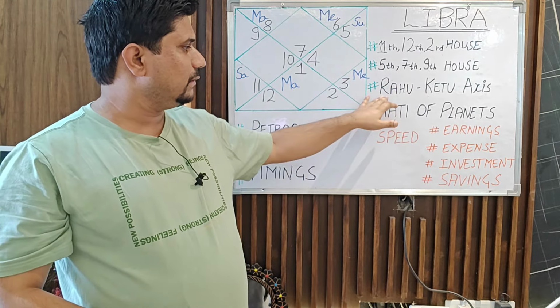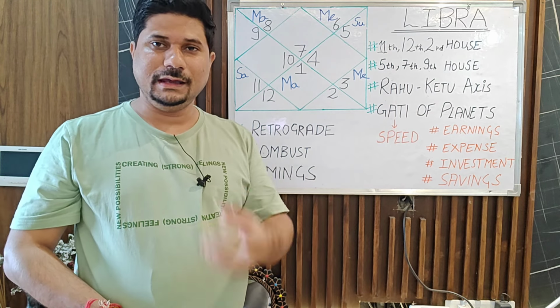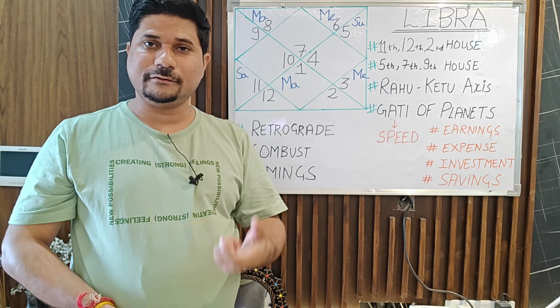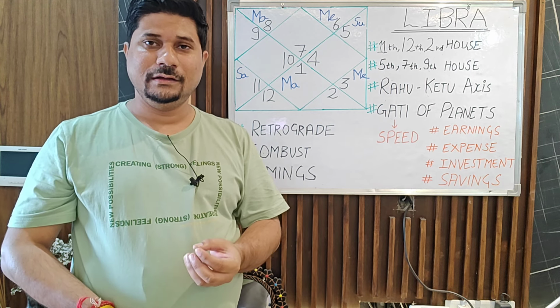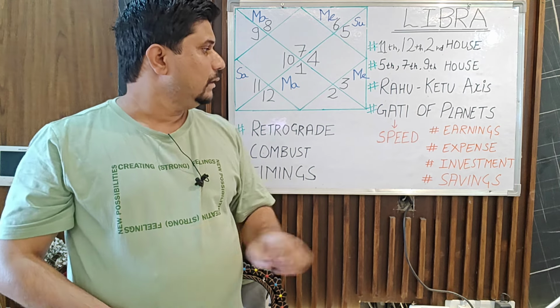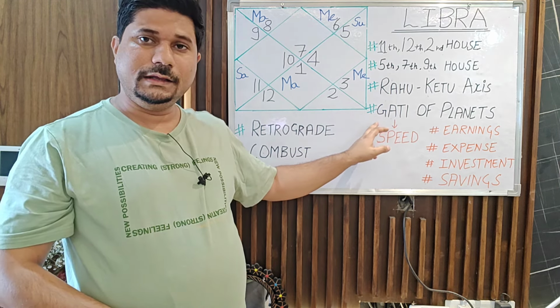Next we are going to discuss the Rahu and Ketu axis, like how Rahu and Ketu have the capacity to create influence in the Laxmi yogas and the RajYogas, or what this Rahu and Ketu axis is actually going to do. Then we are going to discuss the Gati of Graha, or the Gati of planets.